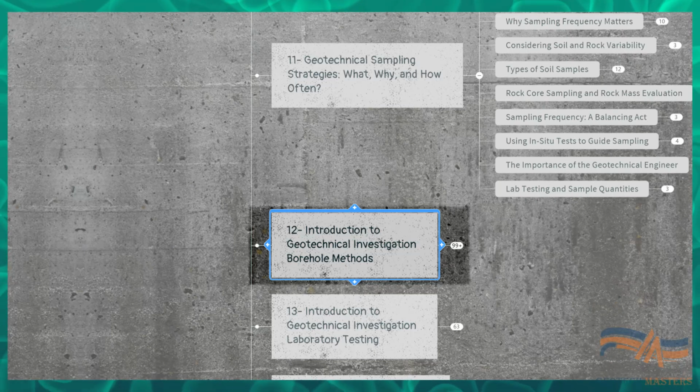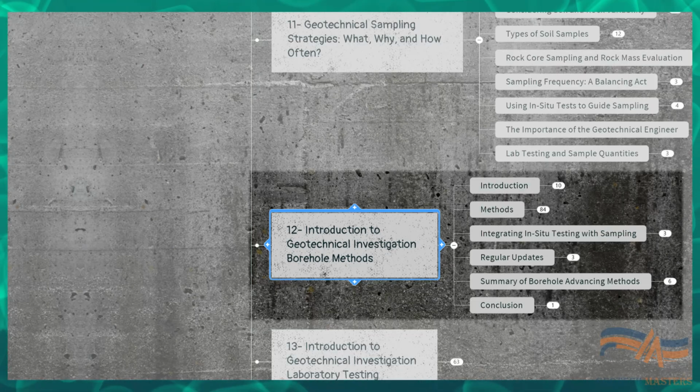In Episode 12, Introduction to Geotechnical Investigation Borehole Methods, we discussed various techniques used to create boreholes, such as solid flight auger, hollow stem auger, rotary drilling, test pits, and exploratory shafts, and how to choose the appropriate method based on soil type, site conditions, and integration with sampling and testing efforts.